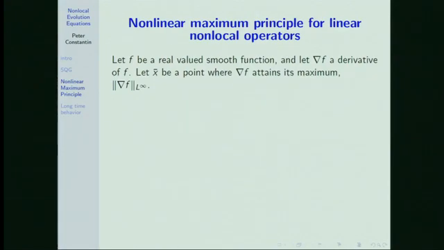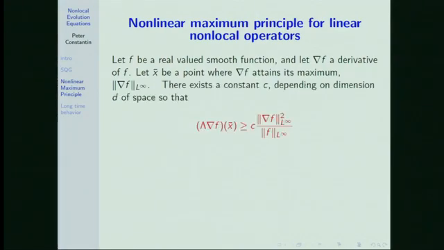And that's called gradient f in infinity. Then there is a constant depending on dimensional space only, so that if I apply lambda to the gradient and look at the maximum, it is larger than the gradient squared in L infinity divided by f in L infinity. So it has the correct scaling. Let me give you an S.